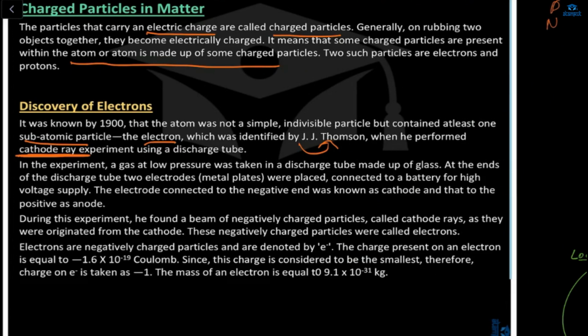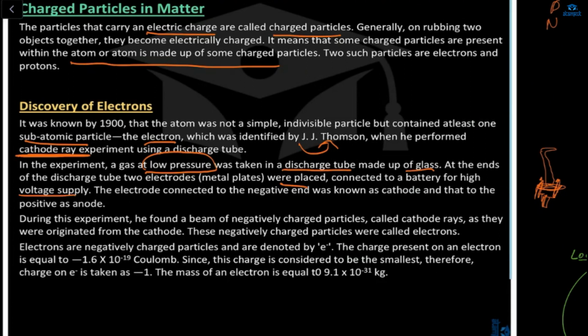In the experiment, a gas at low pressure was taken in a discharge tube. The tube is made of glass, and in that glass he took a gas at very low pressure. At the end of the discharge tube, two electrodes, metal plates, were placed and connected to a battery.